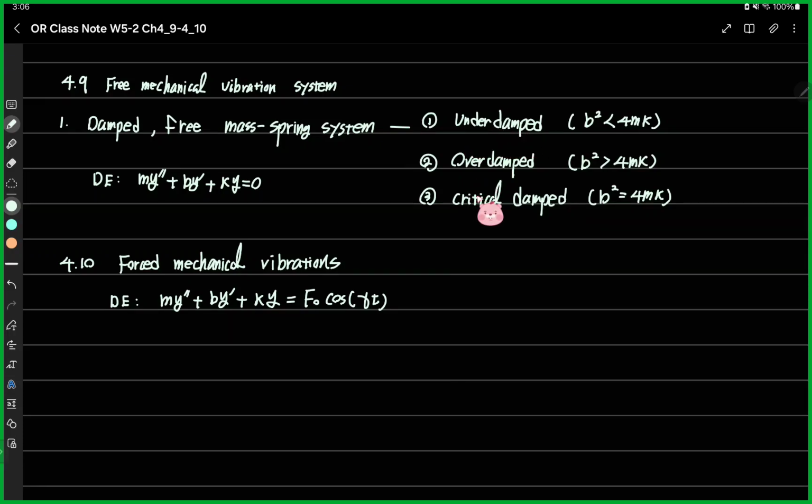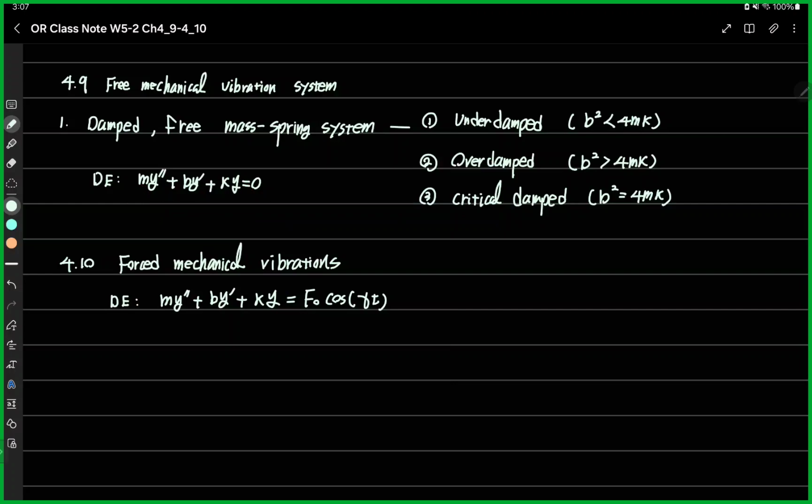In the second case, over damped, which means that the spring force is larger than the damping force. Okay, so we'll see that there is the oscillation in this system in this case. And then critical damped is b squared equals 4mk here. The b is the damping constant, k is spring constant in Hooke's law, and m is mass.